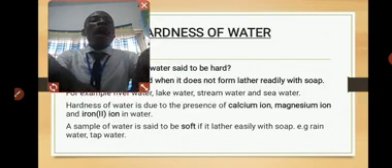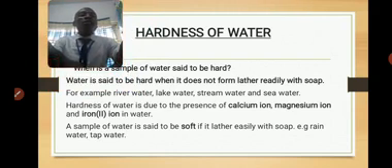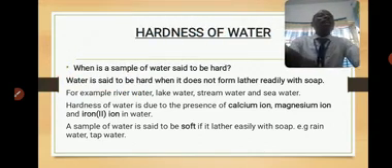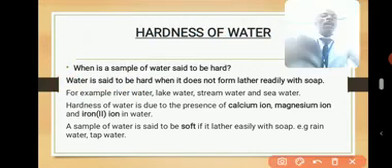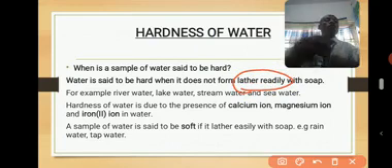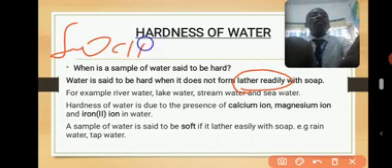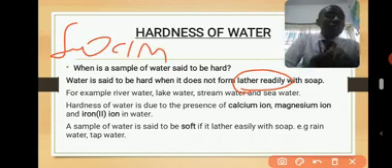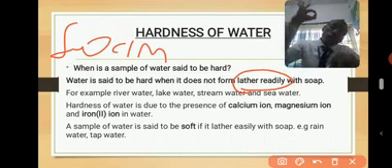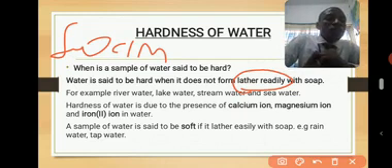What do we mean by hardness of water? According to WAEC, a water is said to be hard when the water does not lather readily with soap. That is, when foam does not form easily, then you say that the water is hard. A soft water must form foam almost immediately when you use it to wash. But if the water is hard, it will not form lather, it will not form foam readily.